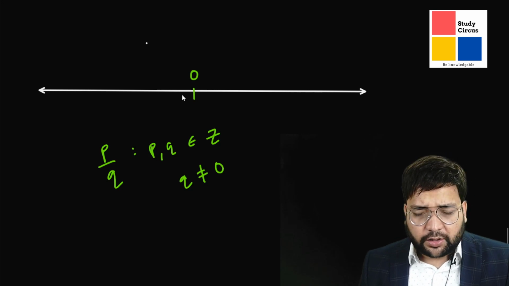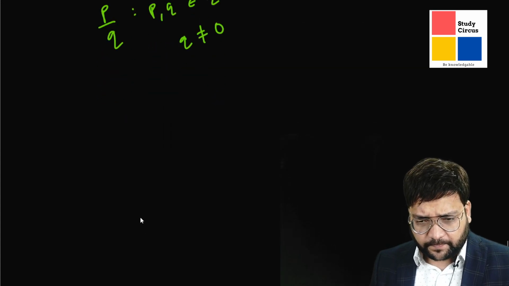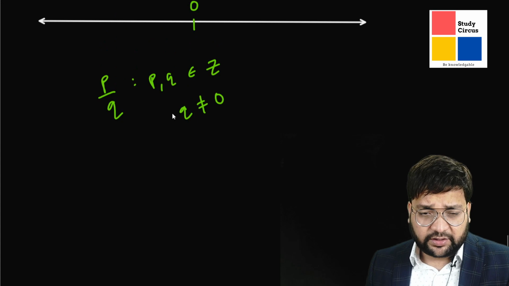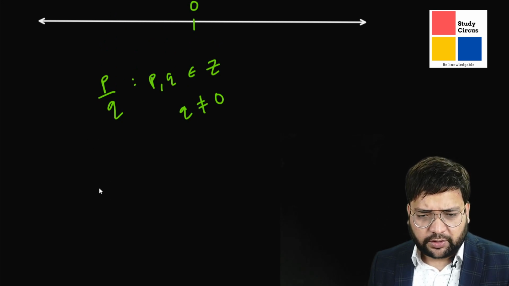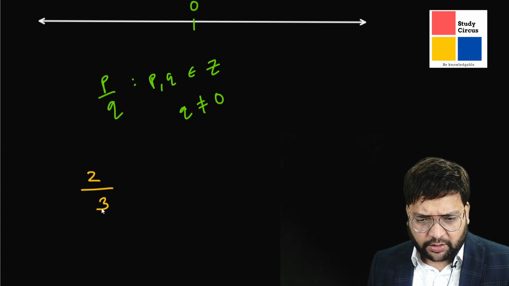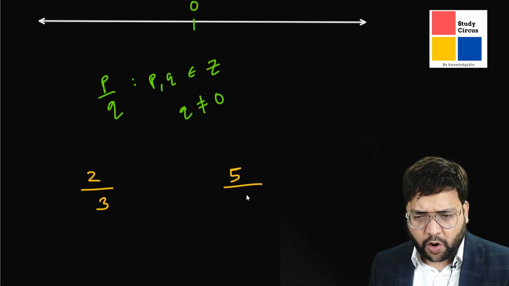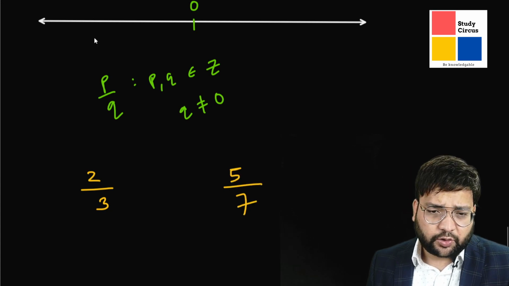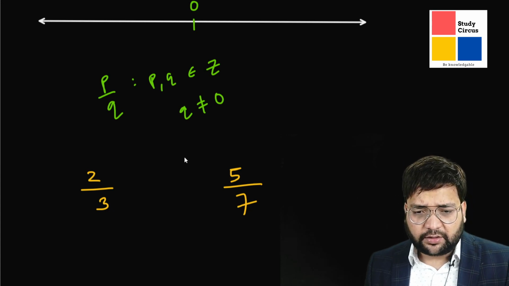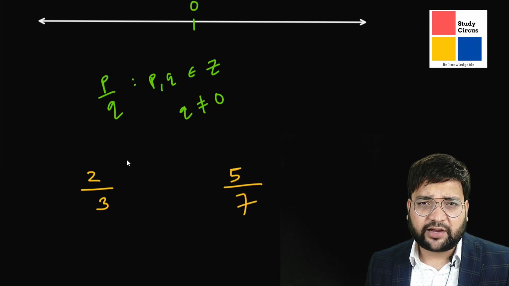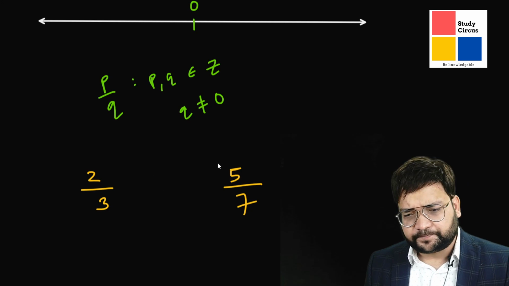Fine. So as I just said, there are so many numbers between two. So someone says, okay, let's say there is a rational number 2 by 3, and let's say 5 upon 7, anything. Find out three rational numbers between these two rational numbers. So what should I do?